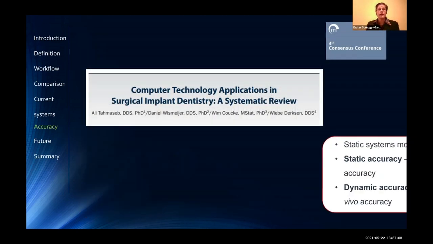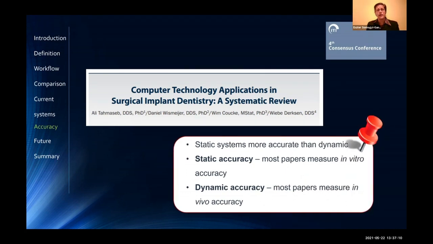This is another systematic review by Dr. Tahmaseb. This review is a little bit older, and their finding was that the static systems were more accurate than dynamic, but they established that most of the static data was in vitro and dynamic data was mostly in vivo, so that also makes it a little bit less accurate.